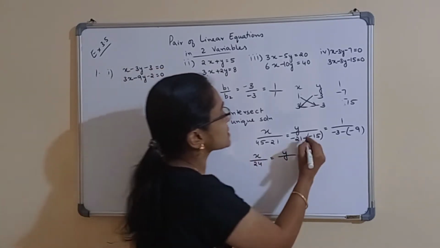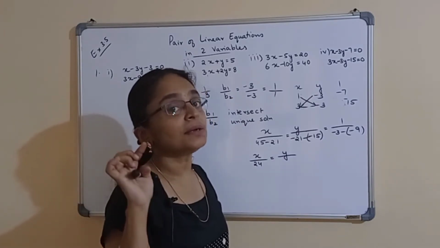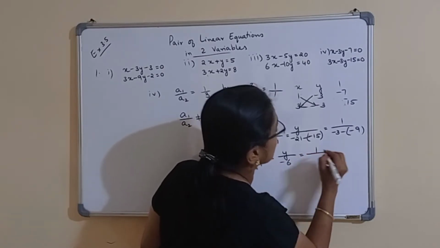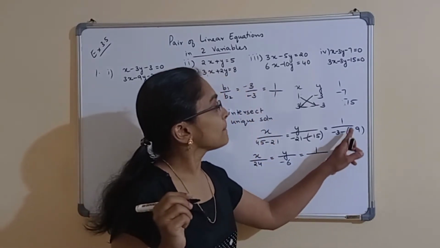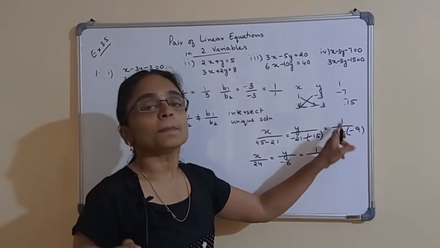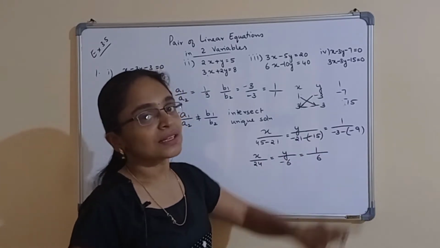plus 15. This is plus. Minus of minus is plus. Minus 21 plus 15 is minus 6 is equal to 1 by minus 3 plus 9, which is equal to 6. Minus 3 plus 9, which will be like 9 minus 3, which is equal to 6.